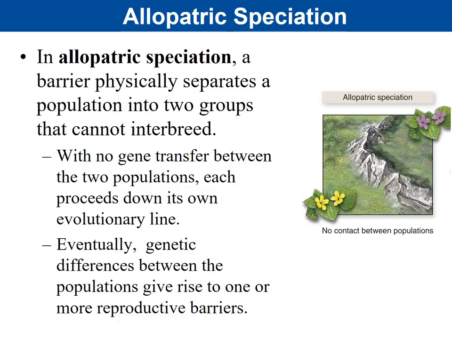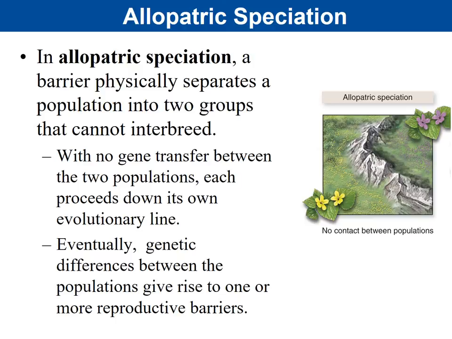So again, allopatric speciation is where a physical barrier separates the two populations. And that physical separation has mutations and changes occurring in those two populations that don't interbreed. When you get no gene transfer between the two populations, each proceeds down its own evolutionary line. Each faces its own selective pressures in its environment, and therefore different adaptations might arise in those new populations.